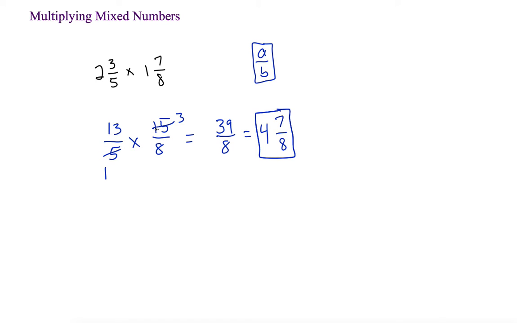Now, of course, if I just did this without simplifying, well, then I would just have to do 13 times 15, and then 5 times 8, and eventually I'd still get the same answer, but I just have a lot bigger numbers. So if you can, cross simplify. If you can't, you just multiply straight across, and you turn it back into a mixed number.